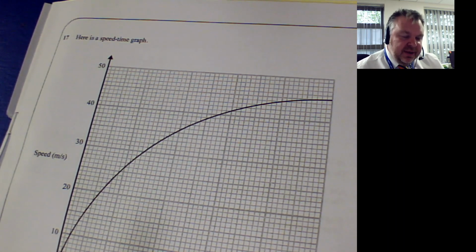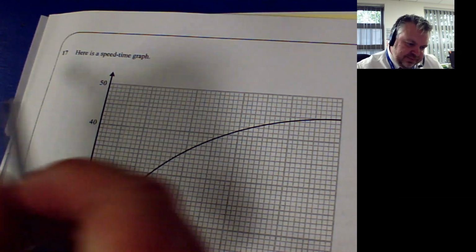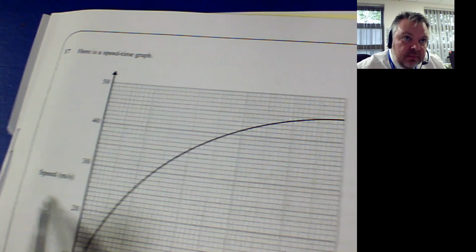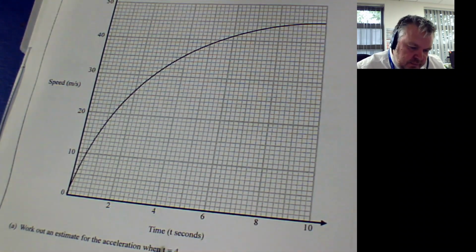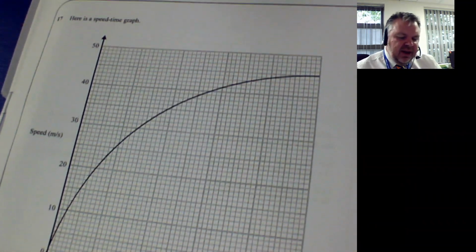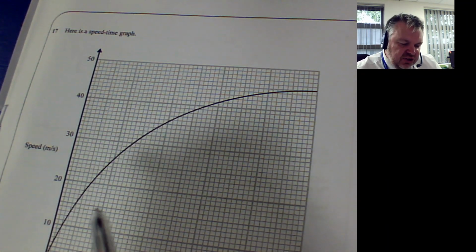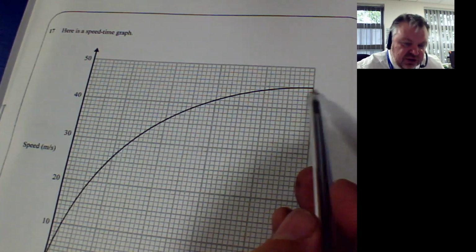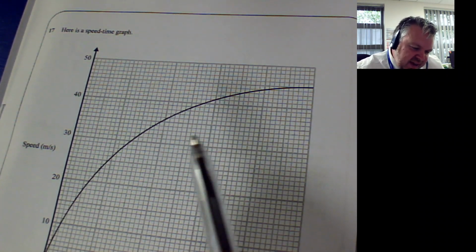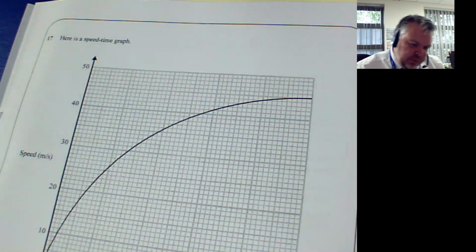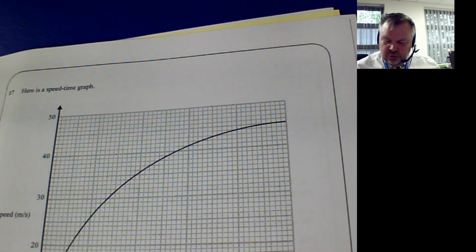Okay. Ooh, some more speed time. So this is a graph. Here's a speed time graph. We've got speed, we've got time. Work out an estimate for the acceleration. Now acceleration is the rate of change of speed, and the rate of change on a curved graph like this is the gradient. So we want to work out the gradient at this point when time is 4.